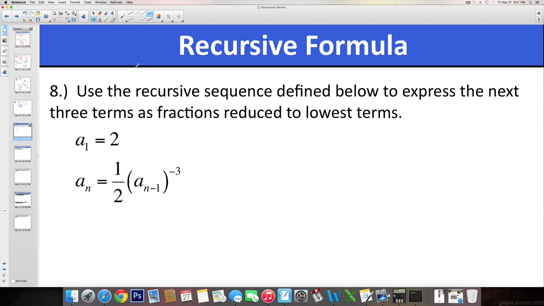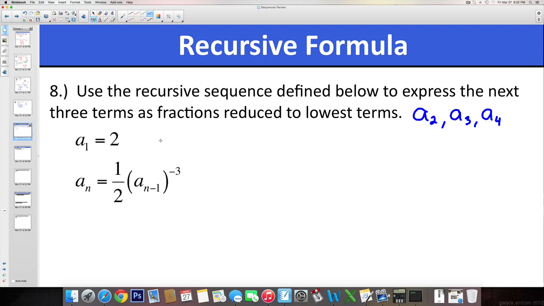So now we're going to move on to recursive formula. Recursive is when we have the first term and we're applying a rule, some sort of same process, to the previous term. This one asks us to write a recursive sequence and express the next three terms as fractions reduced to lowest terms. So the next three terms would be a sub 2, a sub 3, and a sub 4. We have the first term. They have to give us the first term. And here's the rule to find the terms after that.